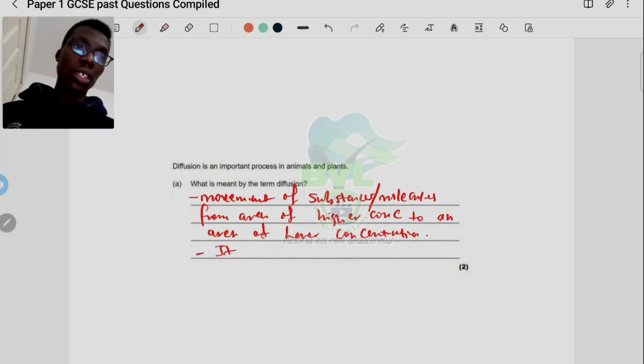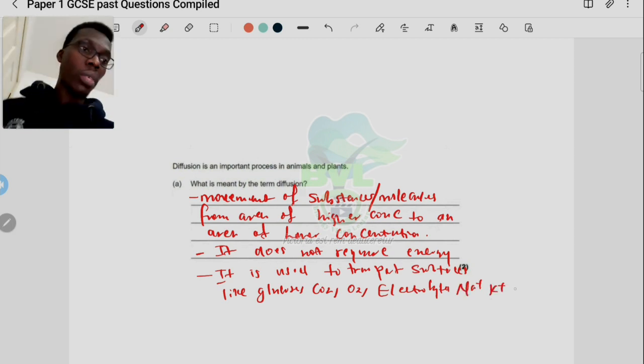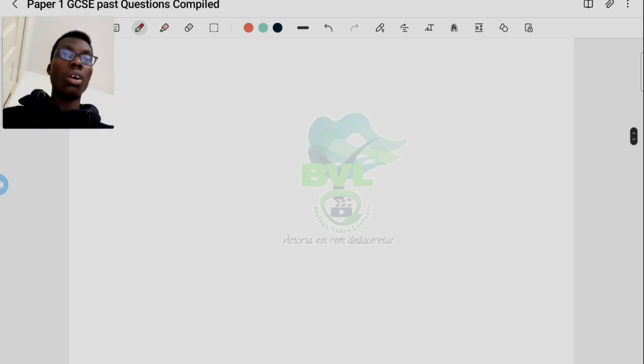Second mark is it does not require energy. Third point, this is a bonus, it is used to transport substances like glucose, carbon dioxide, oxygen, then electrolytes, e.g. sodium, potassium, calcium, and all of that. Those are the things that diffusion can be used to transport in and out of the cell, because diffusion is a type of cell transport, or transport across the cell membrane, as it were. So this will be the end of part 1.